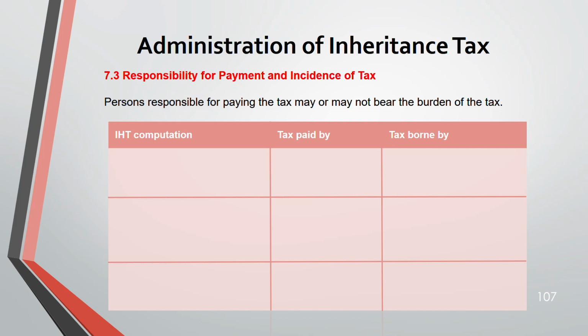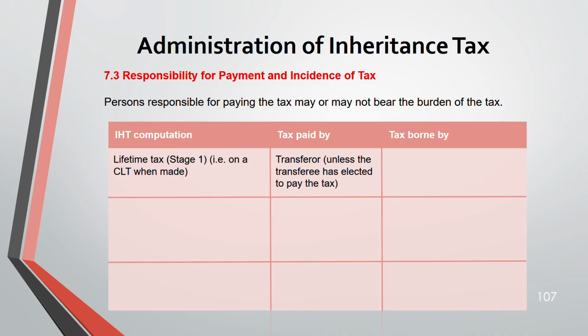The persons who are responsible for paying the tax may not bear the burden of the tax. So we'll see who is bearing the tax and who is paying the tax. If it's a lifetime tax on a chargeable lifetime transfer, that is trust. If I pay anything to trust, it's a CLT. Then the tax is paid by the transferor, tax is borne by the transferor, unless the transferee has elected to pay the tax. Otherwise it is always the transferor. Tax will be borne by him also, paid by him also.